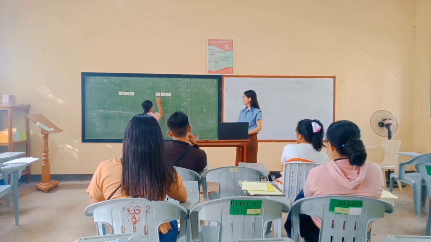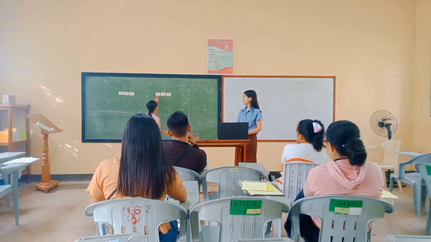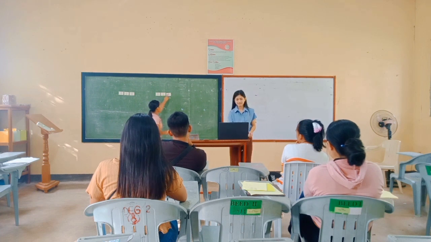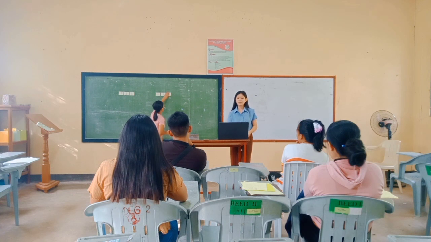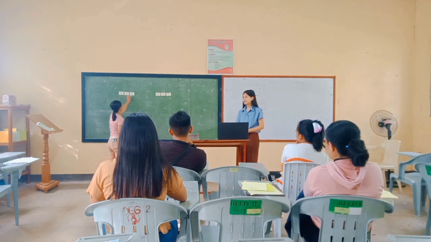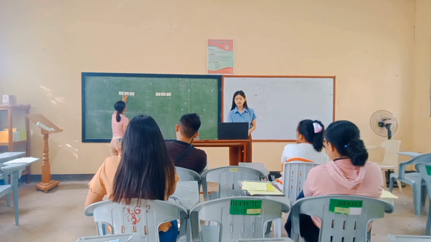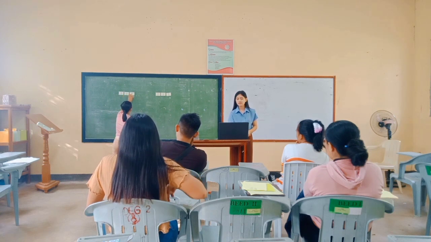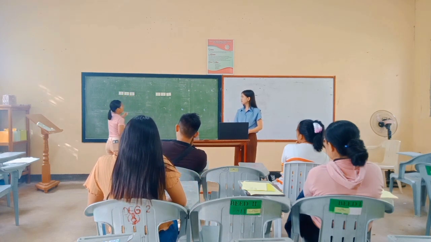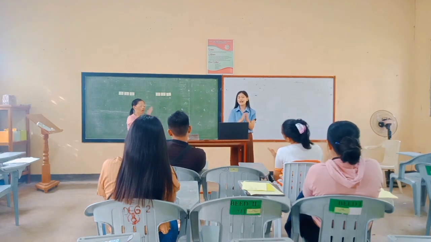This is the answer of group 1. They are correct. Why? Because 0/3 is lesser than 1/4, and 1/4 is lesser than 2/4. So your answer is correct. How about here? 0/3 is lesser than 1/6, and 1/6 is lesser than 2/4. So they are all correct. Very good, everyone.